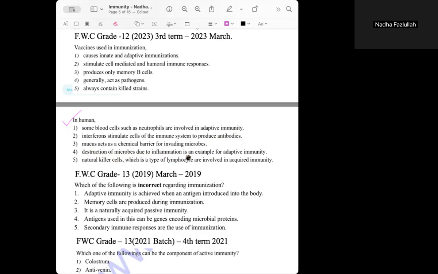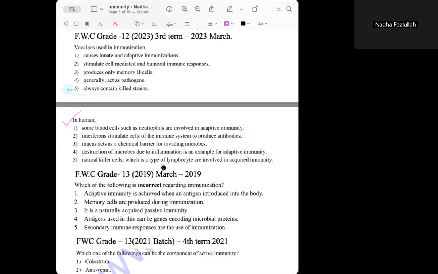Destruction of microbes due to inflammation is an example for adaptive immunity. Now, even though we haven't studied inflammatory response, did I tell you inflammatory response comes under adaptive immunity, or does it come under innate immunity? It comes under innate immunity, under internal defense. So that is wrong. That is not adaptive immunity.